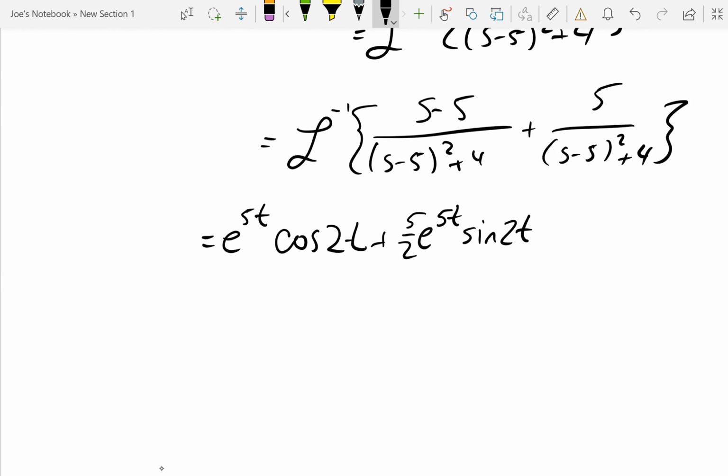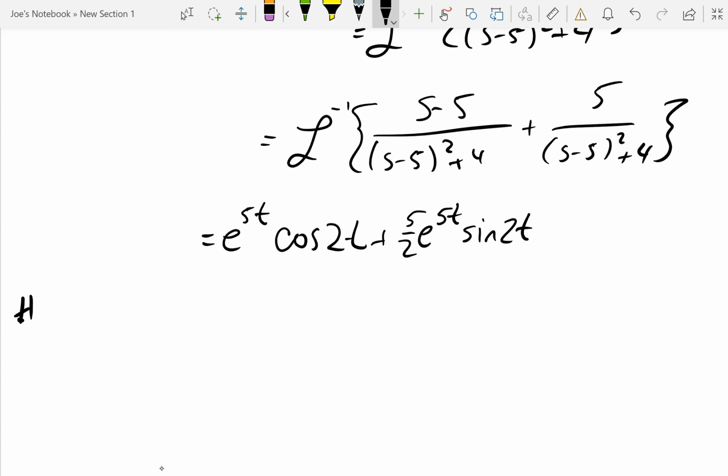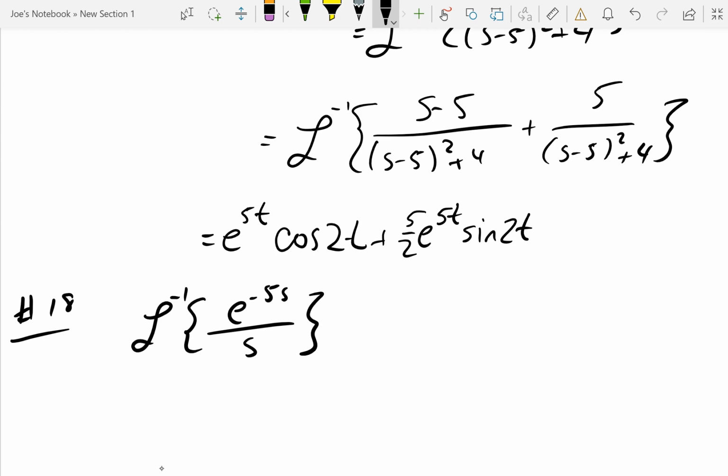Let's do a couple more here. I want to do one with at least a unit step function in it and see if we can also get one that might be periodic. So let's look at number 18. 18 asks for the inverse Laplace transform of e to the minus 5s over s. All right, since I've got this e to the minus 5s piece in here, we know that we're going to have the unit step function of t minus 5 in here.